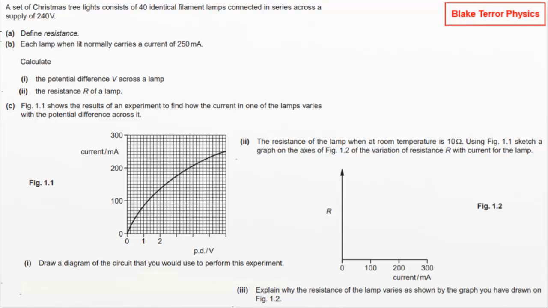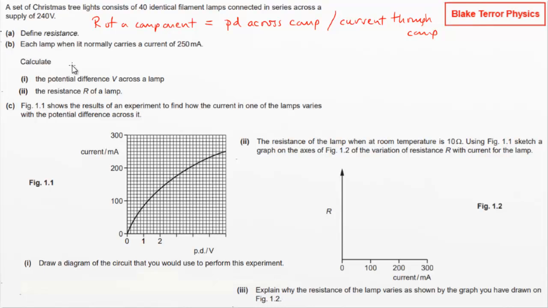Right, two more circuit questions. We've got a set of Christmas tree lights with 40 identical filament lamps connected in series across the supply of 240 volts. Define resistance. Right, so this is going to be the resistance of a component. Again, we're going preposition happy here. It is equal to the potential difference across the component divided by the current through the component. So that's got that out of the way.